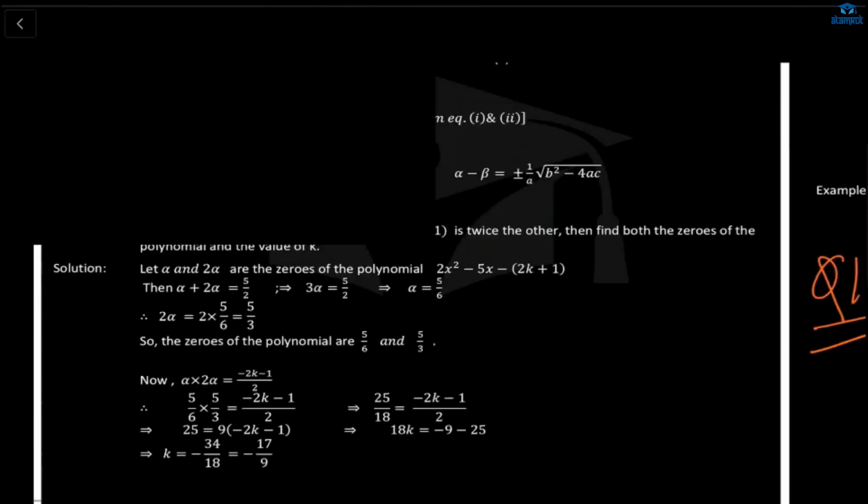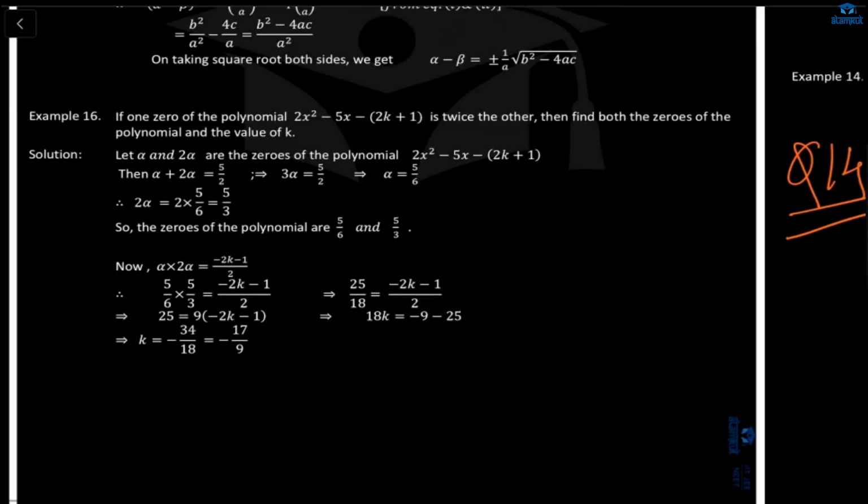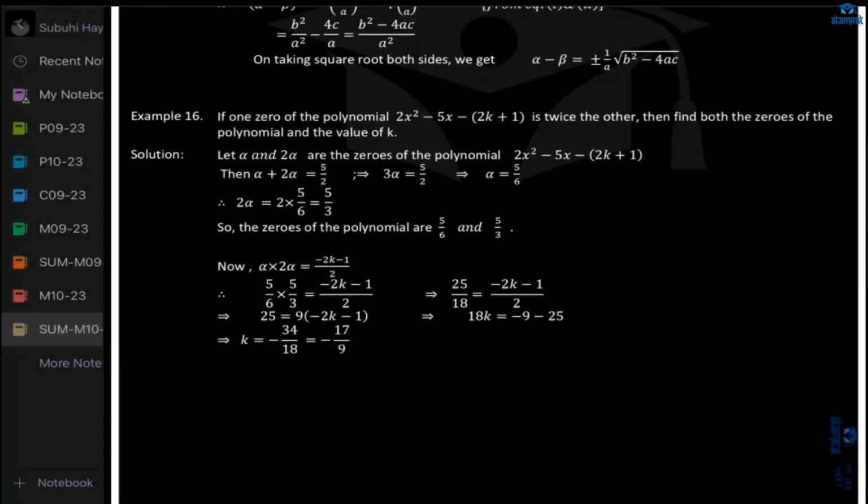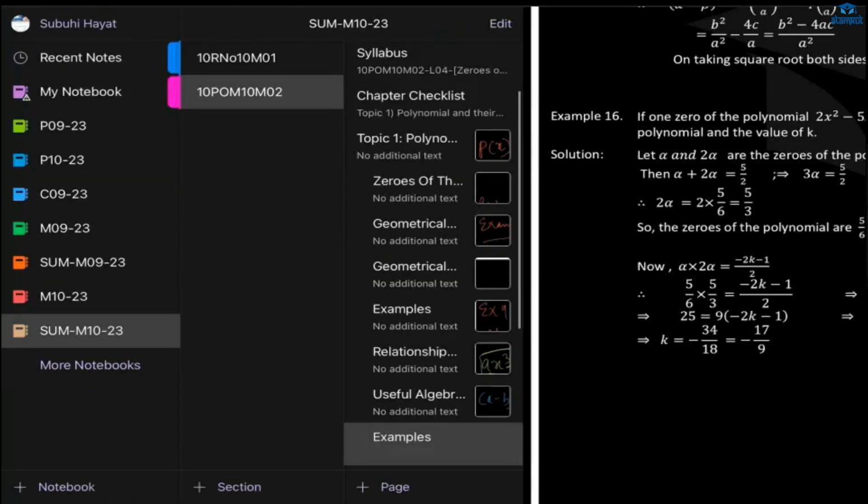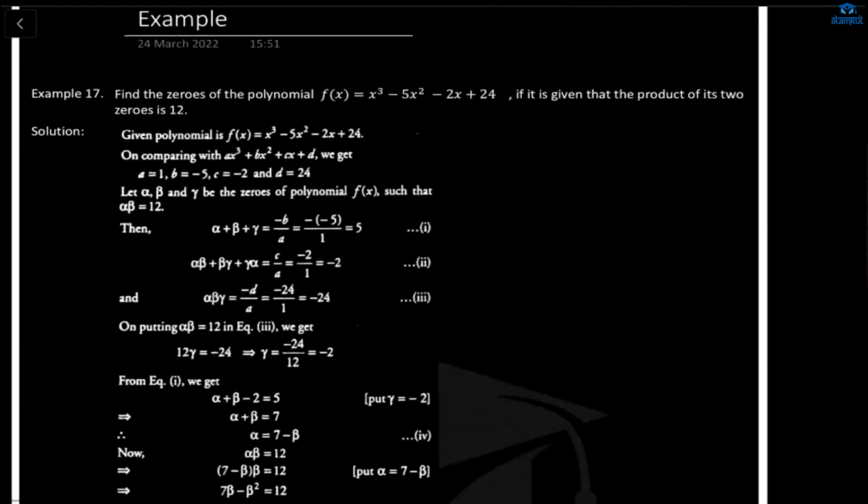Let's see some more. Based on similar types of questions, you will get them in the examination also, where the relation of polynomials is used. In 1 mark questions, you'll get what is the degree of the polynomial, what are the zeros of the polynomial. In 2 marks, and these are some 3 marks questions.